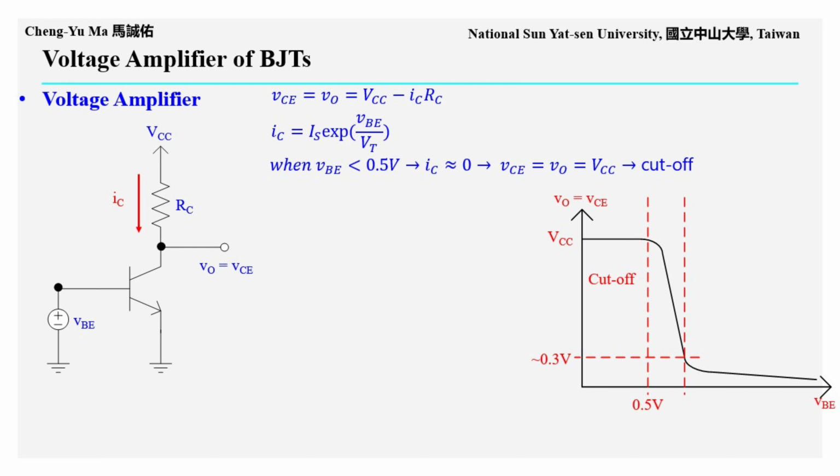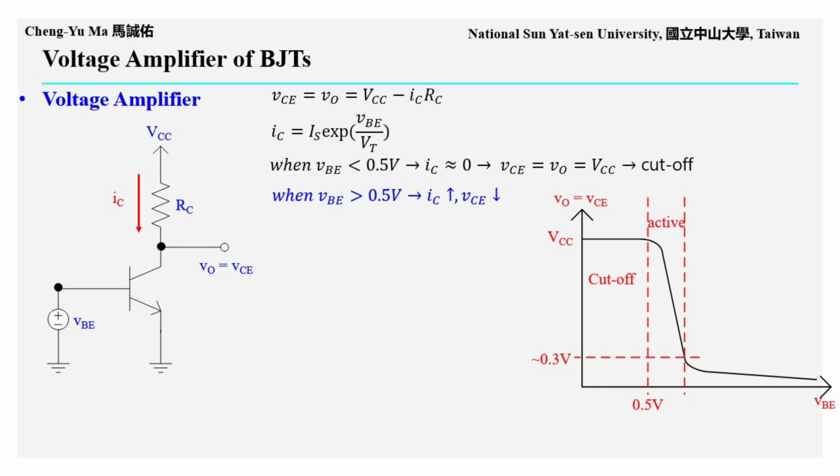According to the IC current equation, the behavior is similar to the forward bias equation of a PN junction. In other words, when the VBE bias is below about 0.5 volts, IC is very small and can be approximated as 0 amps. Therefore, VO is approximately equal to VCC. At this point, because the collector current is almost zero, the BJT can be treated as operating in cutoff mode, as shown in the transfer characteristic curve on the right.